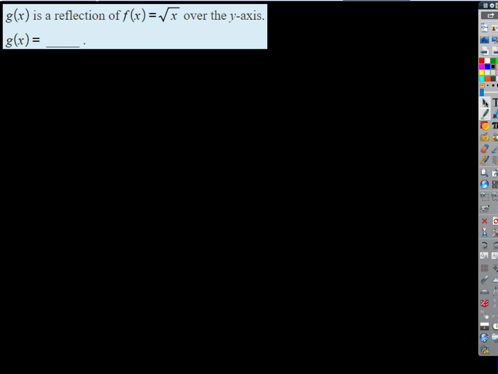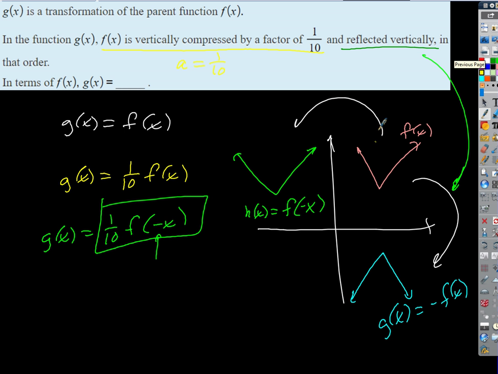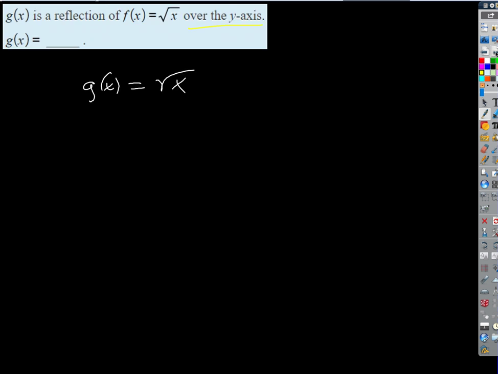How about this guy? Now this is a little different this time. Notice the difference. This time they tell us what f of x equals, right? So we're starting off with the function square root of x. That's our parent graph. We're only doing one thing this time. We're reflecting it over the y-axis. So is that a vertical or a horizontal? Horizontal, right? So what's the one thing we have to do then? Times the x by -1. There it is.